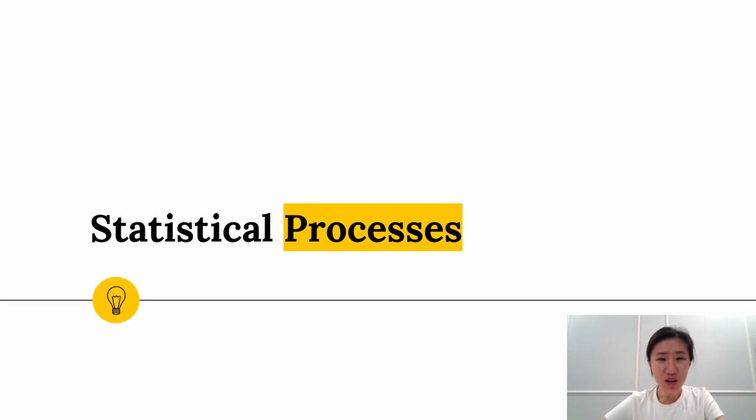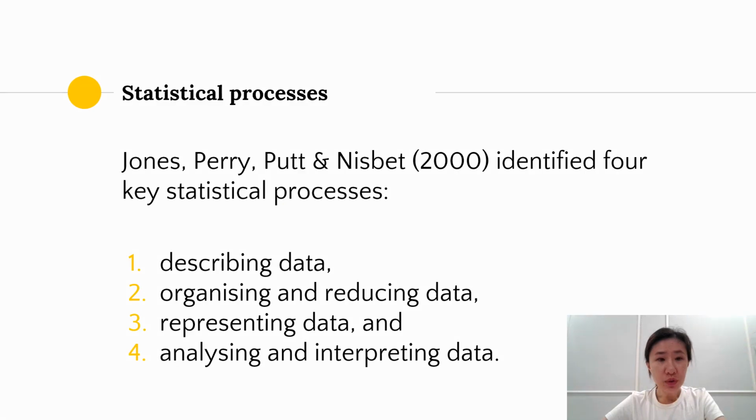Hello, this video is on statistical processes. Statistical processes refer to the steps we use to analyze data. In statistical process, we have four key processes. The first one is describing data. The second one is organizing and reducing data, followed by representing data, and lastly, analyzing and interpreting data.